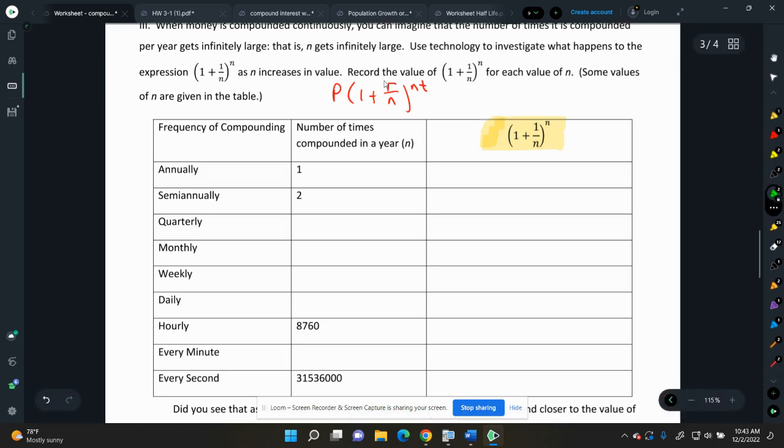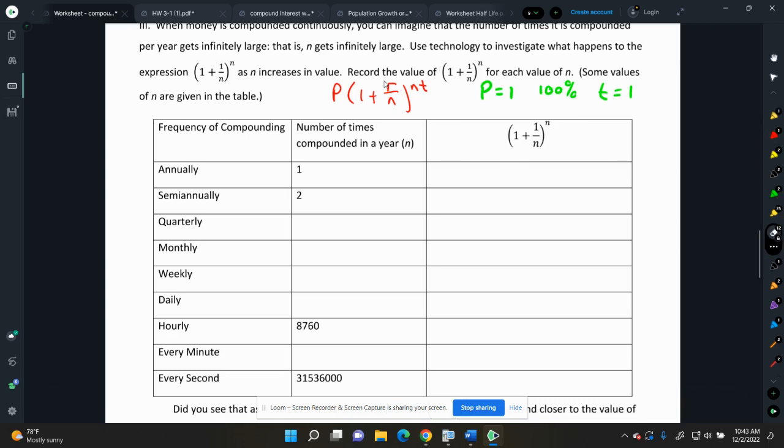We're going to say, okay, let's pretend that we invest $1 and that we get 100% interest for 1 year. Okay. So that's where this formula came from. The rate R is 1, T is 1, and P is 1. Okay. So that's where that formula comes from. So we're just kind of exploring that.